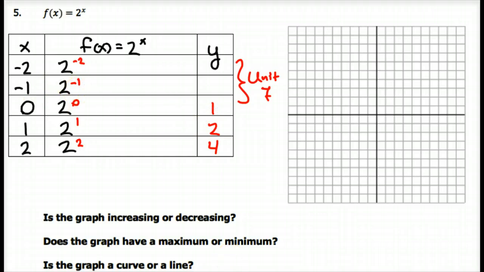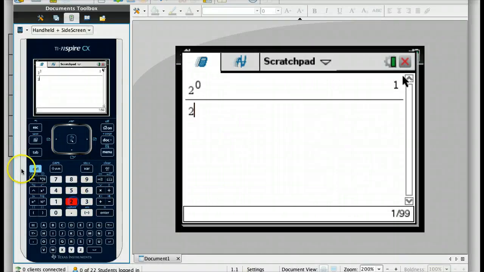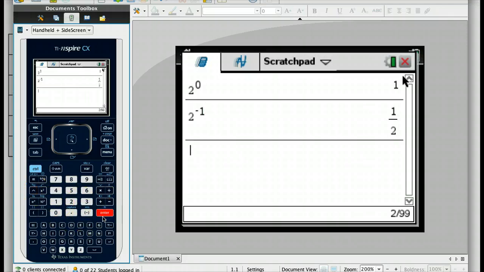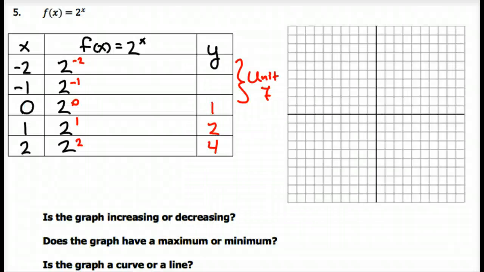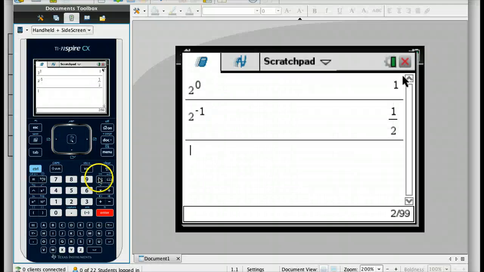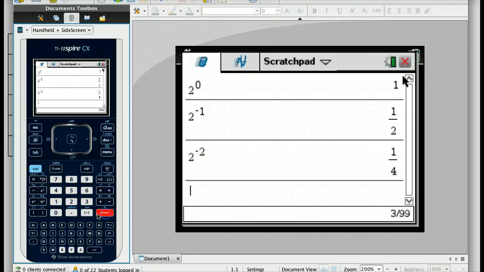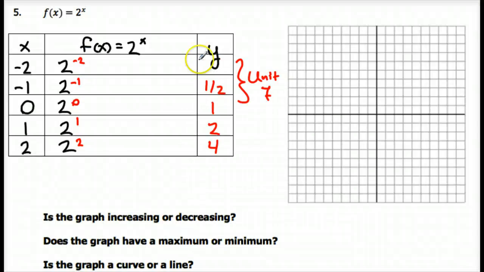Next, I'm going to type in 2 to the negative 1 power. So 2 exponent key negative 1. I get an answer of 1/2. That is also correct. And then finally 2 to the negative 2 power. 2 exponent negative 2, you get an answer of 1/4. Okay, so 1/4. If you can't wait until Unit 7 to figure out why that is, feel free to research this on the internet if you'd like to, but just trust me, those are the correct answers.